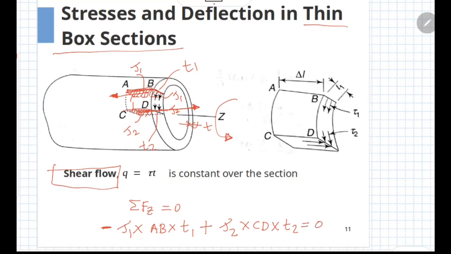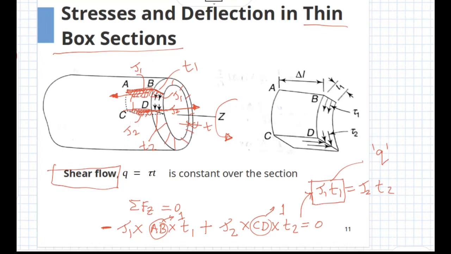If you consider the length AB and CD as unity, then this equation becomes tau 1 multiplied by T1 equal to tau 2 multiplied by T2, and this would be true for any cross section along this box section. So this quantity tau 1 into T1 is termed as the shear flow, denoted by notation Q. So the shear flow is defined as the product of shear stress at the cross section of a thin box section multiplied by the thickness at that particular location.